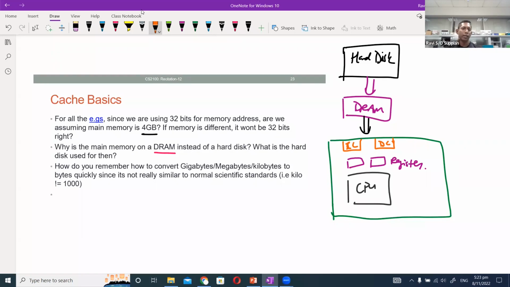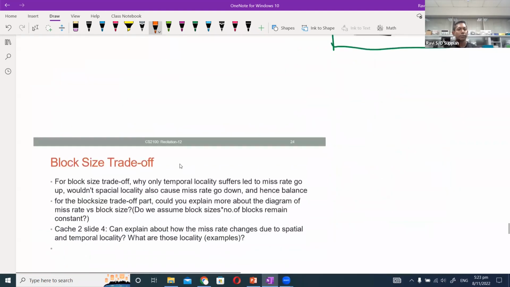So that is the idea of DRAM. We say the DRAM is considered the main memory because that is the working memory when you are executing any application on the system. This one conversion we already covered.